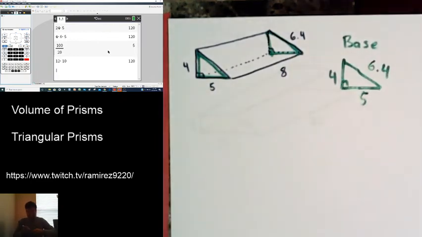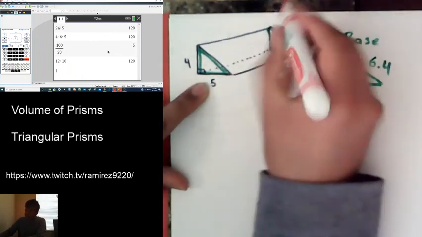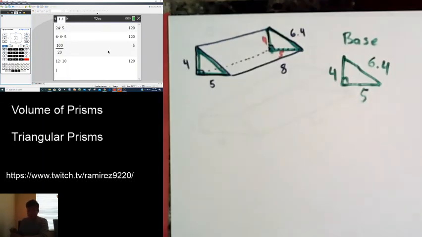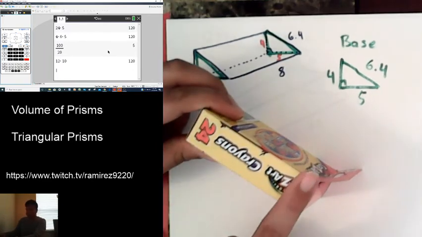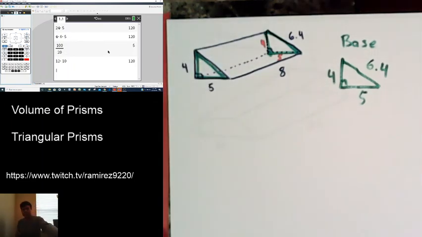Something I didn't mention, and I should mention right now, is your bases are parallel and congruent. So this is 5, this is 5. Just like this is 4, you would expect this to be 4. Please remember that. Your bases in prisms are parallel and congruent. Again, you can see that in this box. This base is congruent to this base, and they're parallel. Find me the area, guys.